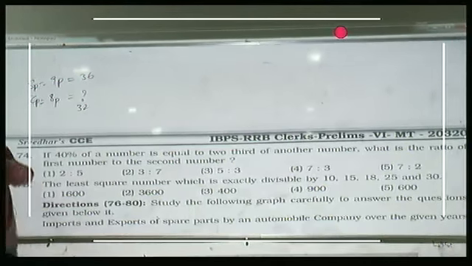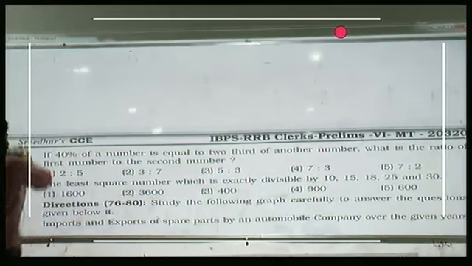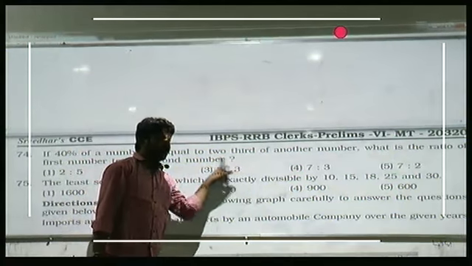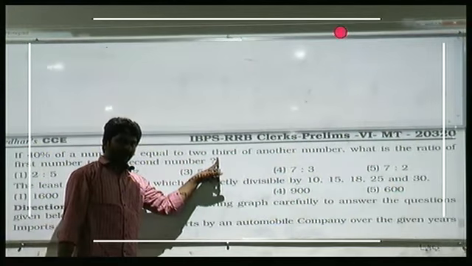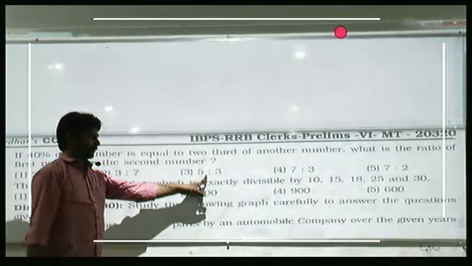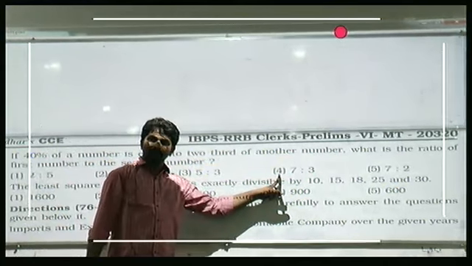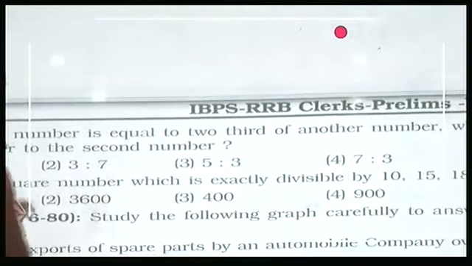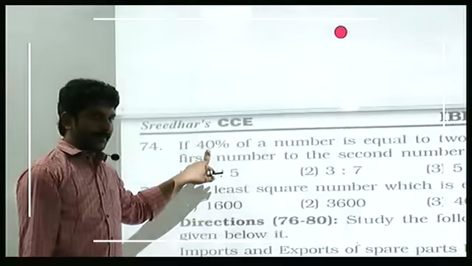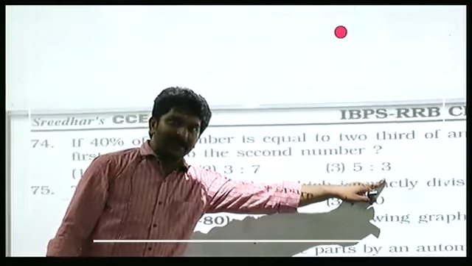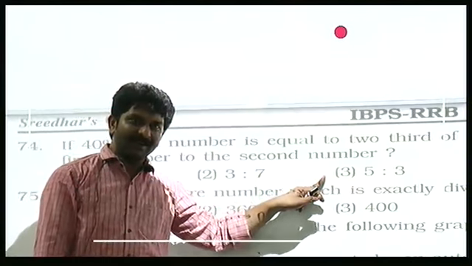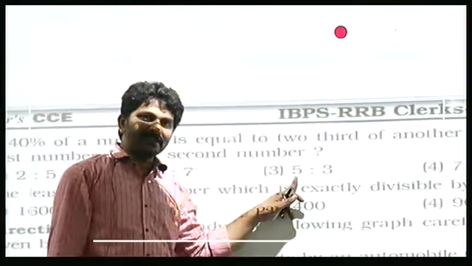40% of a number is equal to 2/3 of another number. What is the ratio of the first number to the second number? 40% of first number is equal to 2/3 of the second number. Second number should be a multiple of 3, right? Answer should be either third or fourth. And now you are calculating 40% of the number. If your second number is a multiple of 3, when you calculate 40% of the first number, you should get an exact number, right? Yes or no? 40% of 5 is?